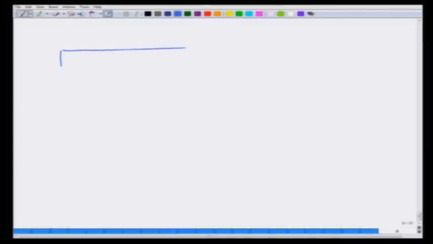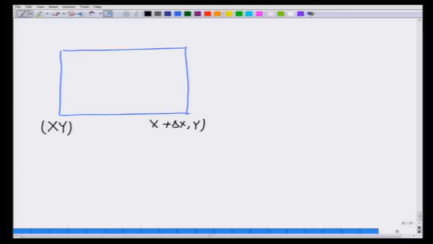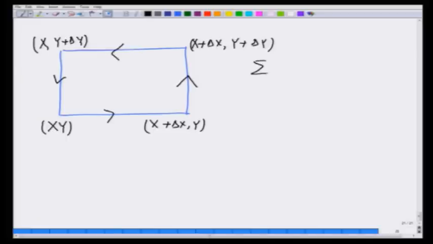So, here is my path made in a bigger way, and let me write the points again: x y, x plus delta x y, x plus delta x, y plus delta y, x, y plus delta y. And let us calculate, traversing in a counterclockwise way, the sum of E i delta L i. This is my path 1, 2, 3 and 4.